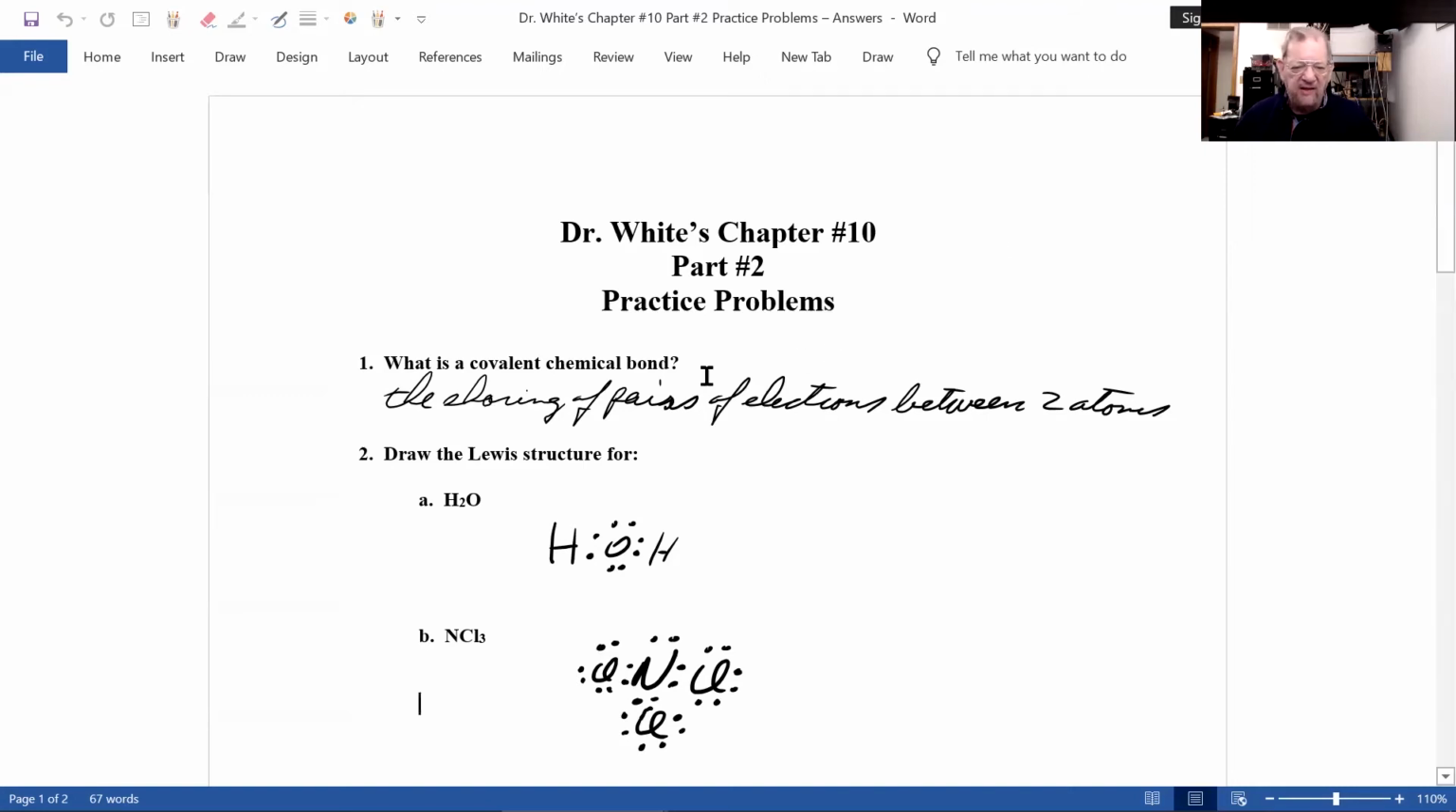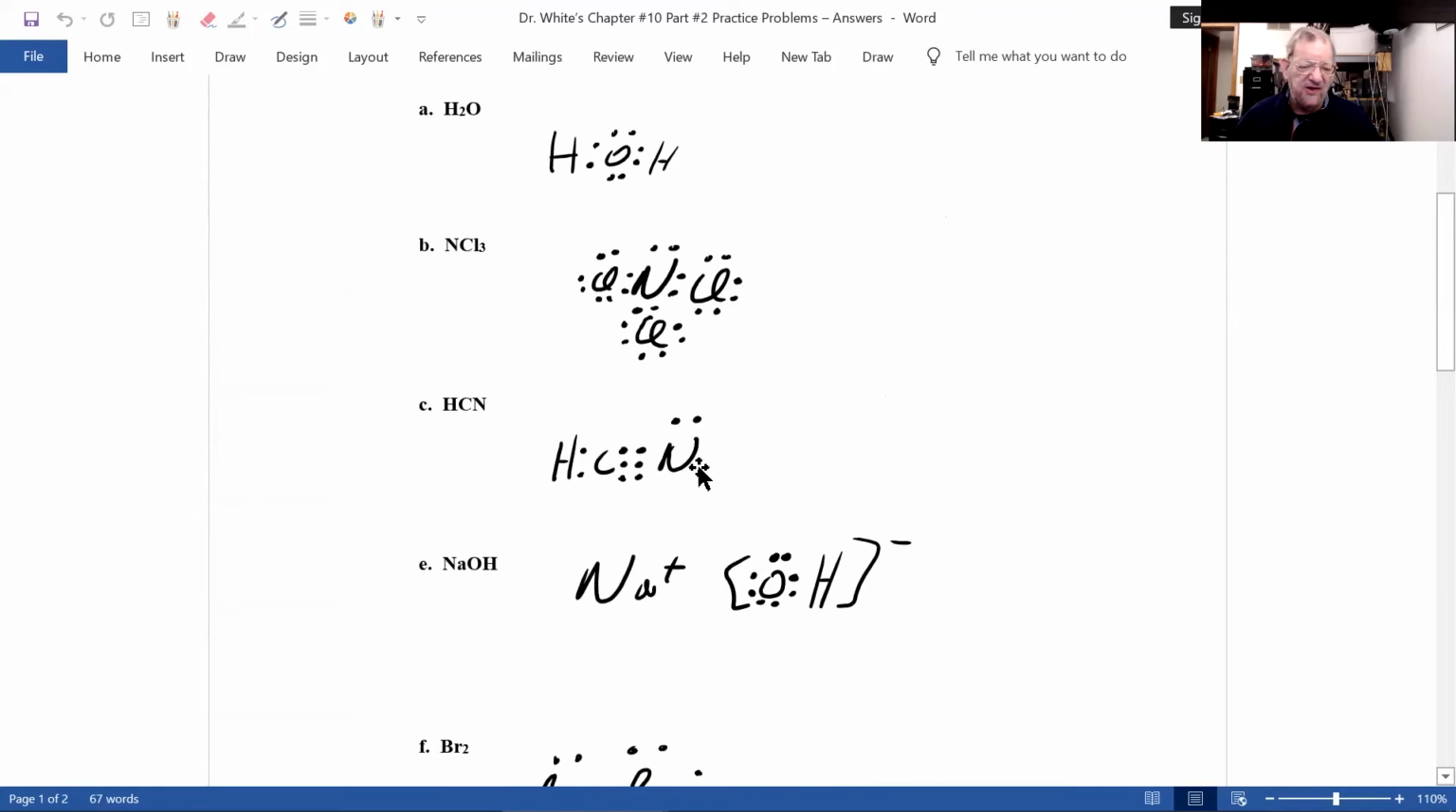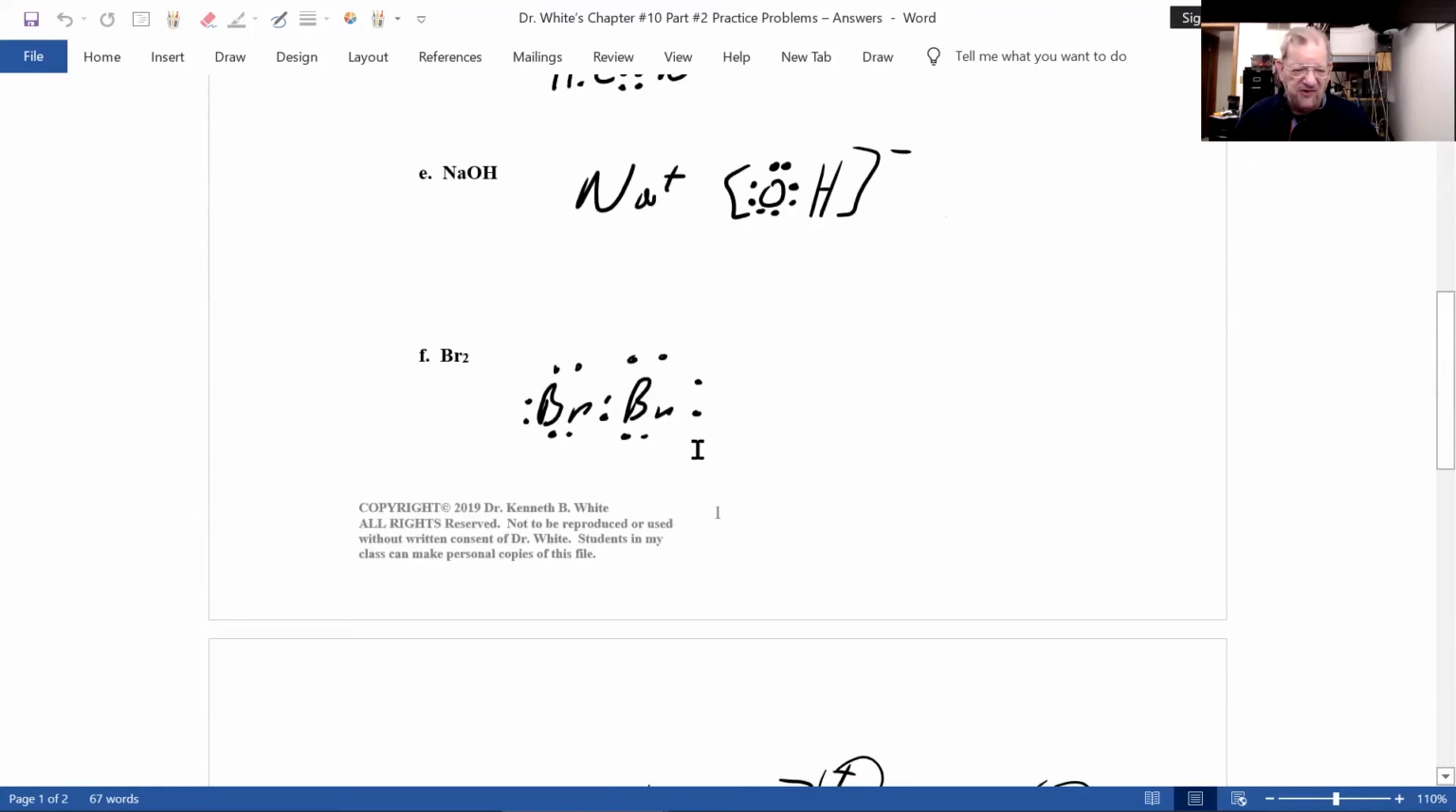All right, you should know what is a covalent bond. It's sharing pairs of electrons between two atoms. You should also know what's an ionic bond. It's not down there, but you should know that's the transfer of one or more electrons from one atom or group of atoms to another atom or group of atoms. Now, we just did the Lewis structures, so you can go back and review this again.